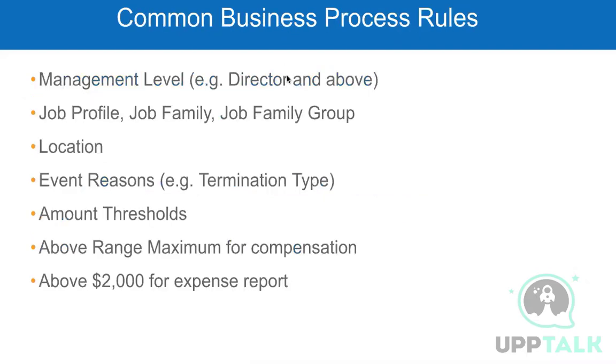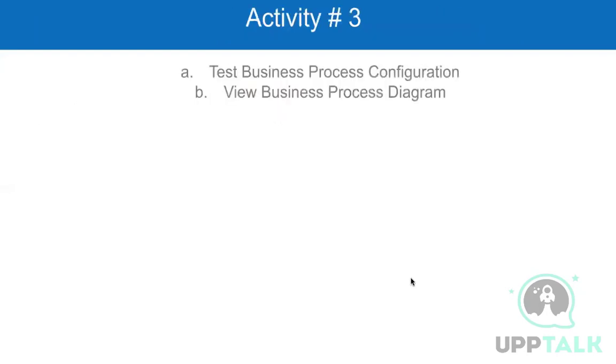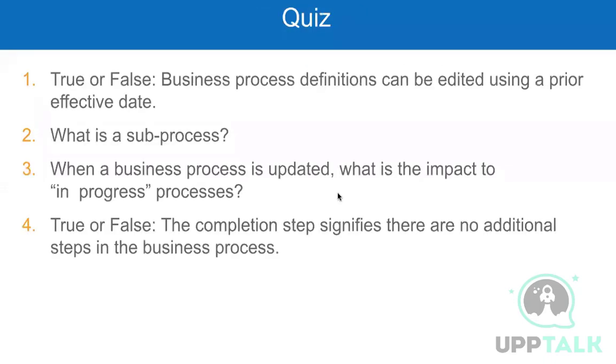Now, some of the common business process rules, or I'll say conditions, can be based on a management level or a job profile, something similar to what compensation had, but a few others can be used, like above $2,000 for an expense report. If someone has posted an expense of more than $2,000, it might need multiple approvals. So some other cases here. Then test business process configuration. We'll do that, and we'll view the business process diagram as well. Oh, we are at the quiz. Okay. So that was all for today, primarily on a theory level.